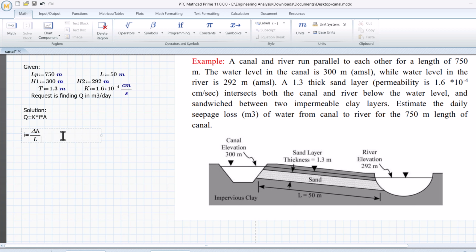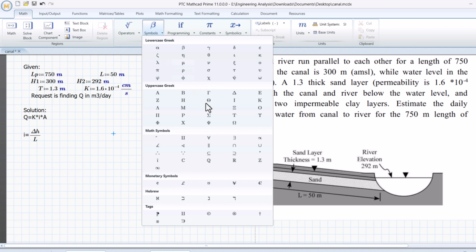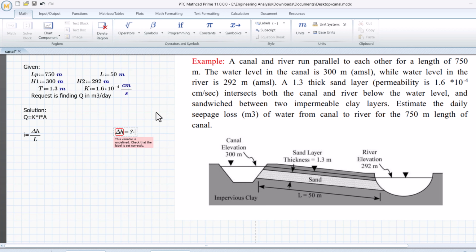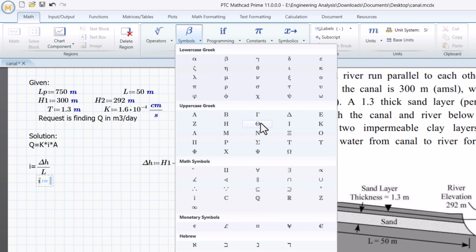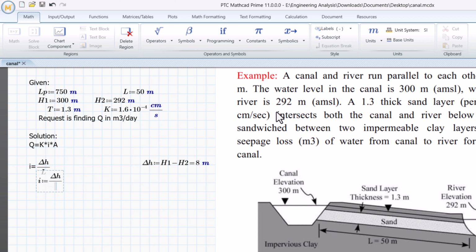Delta H, let me find delta H. Delta H equal to H2 minus H1 or H1 minus H2, because we just need the absolute value. So I subtract H1 minus H2, equal to 8 meter. I don't want a negative value. Okay, now I equal to delta H divided by L equal to 0.16.